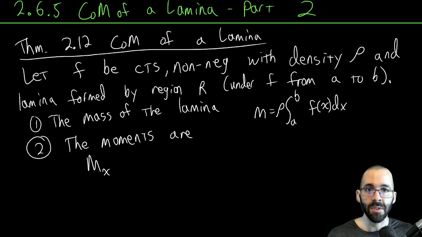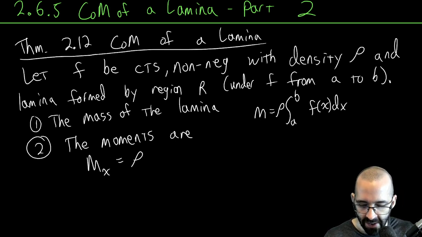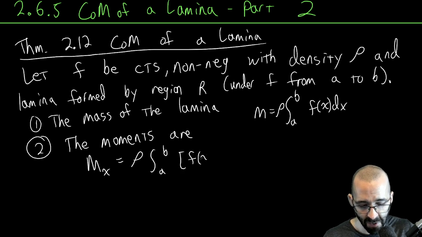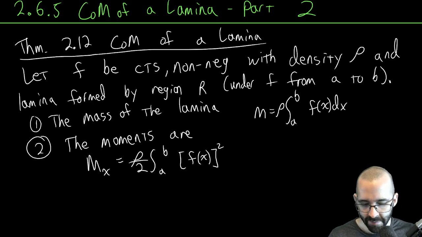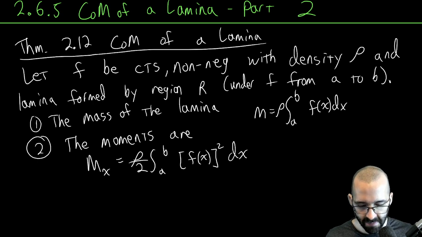Anyway, that's fine. And the second thing, the first moments, are M sub x, the moment with respect to the x-axis. Again, that has to do with y coordinates. That's going to be rho times the integral from a to b of f of x squared over 2. Actually, I'm not going to write this the same way the book does. I'm going to write it my own way: f of x squared divided by 2. The 2 can come out in front, though. dx. All right.